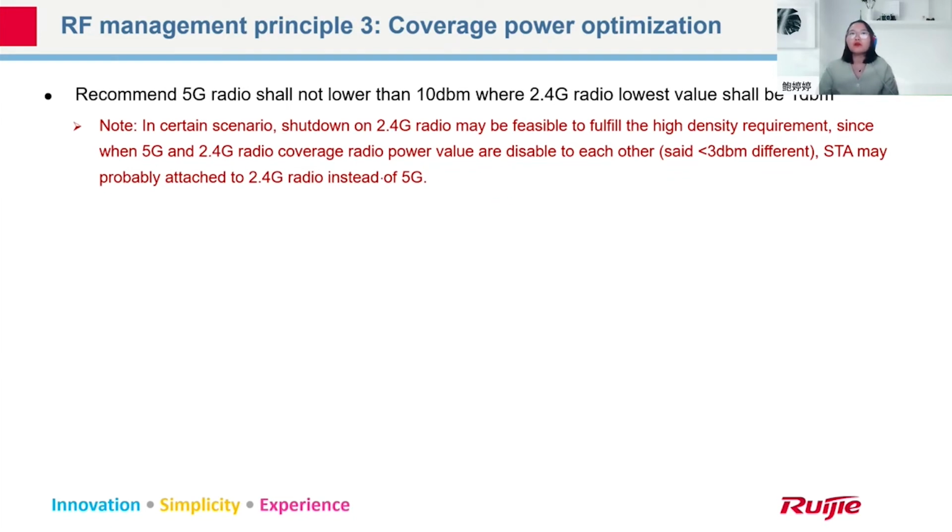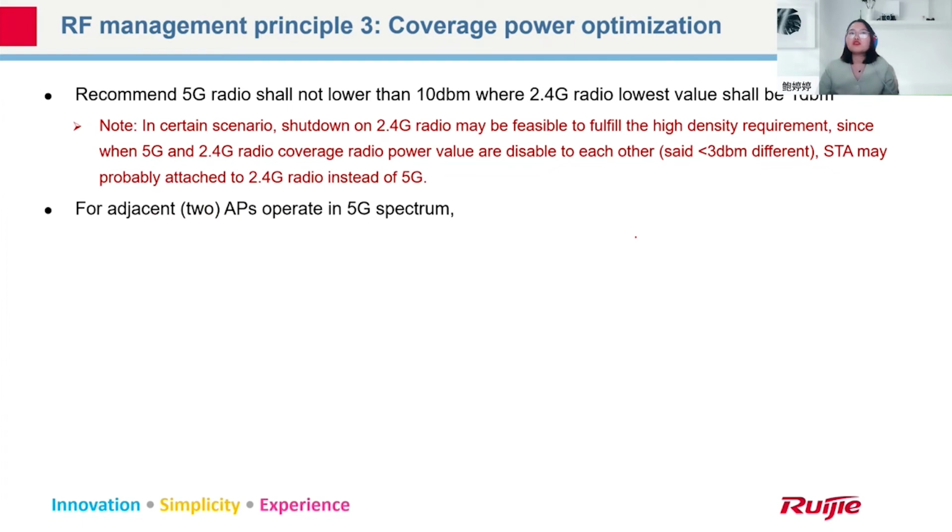In certain scenarios, we can shut down 2.4G, maybe feasible for high density requirements, although some terminals may not support 5G. And when the 5G and 2.4G radio coverage power values are close to each other, that means the difference is less than 3 dBm, the station may probably attach to the 2.4G radio instead of 5G. So this is a note when we deploy the two bands at the same time.